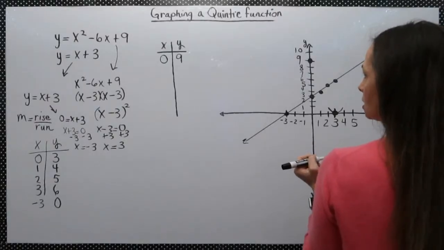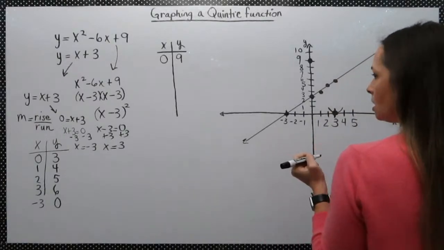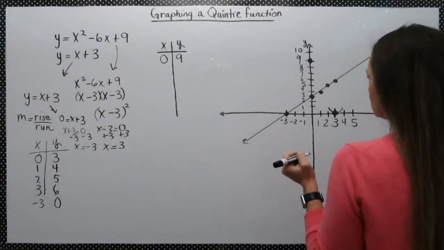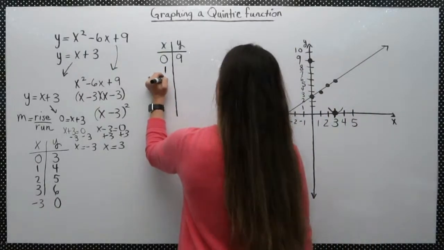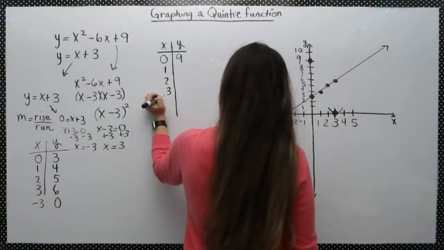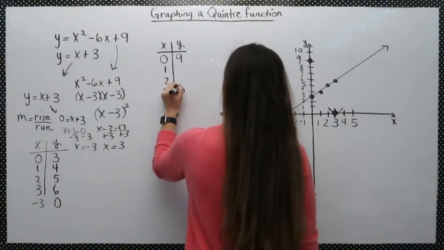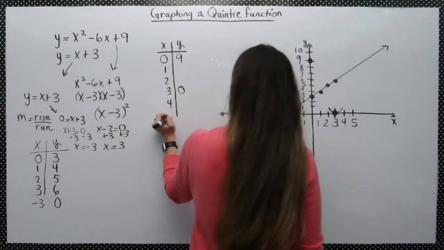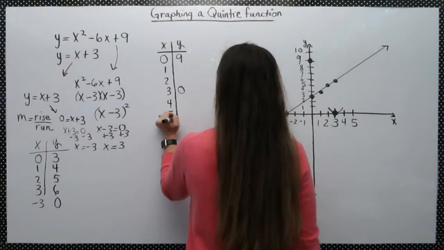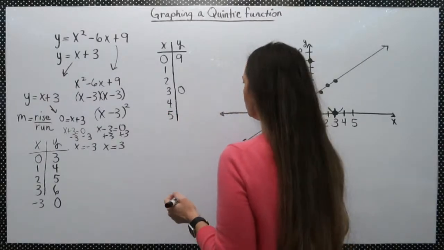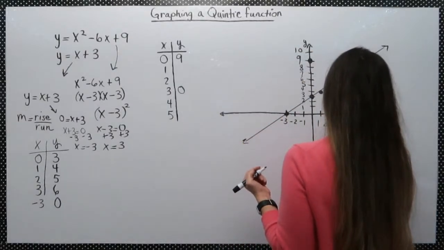Let's go back to our parabola here, and we'll get some more points on here. We'll see 1, 2, 3. We already know 3, that's our 0. 4, and we have 5 on the graph, but that might be good enough. And then also, oh yeah, so the vertex is at 3, 0.